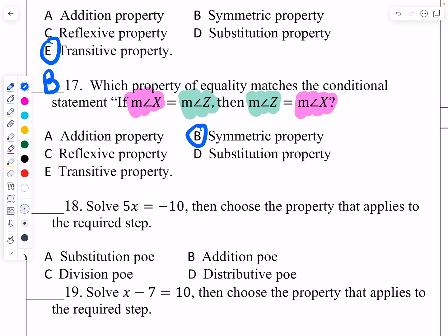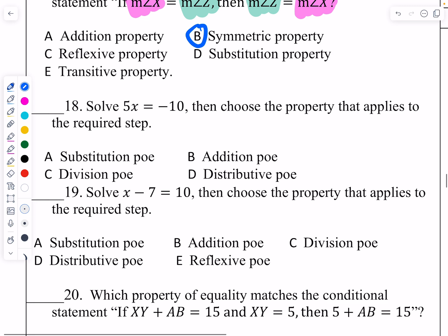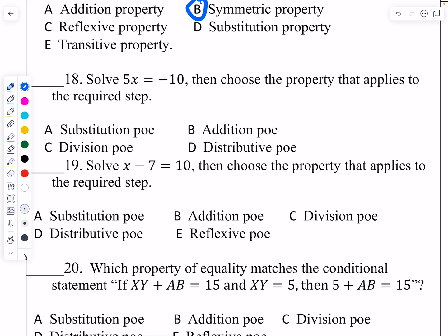All right, how would we solve 5x equals negative 10? So let's solve it. 5x is equal to negative 10. What do you need to do to both sides? You need to divide by 5. What property of equality is that? That is going to be the divpo. That's our divpo, division POE.